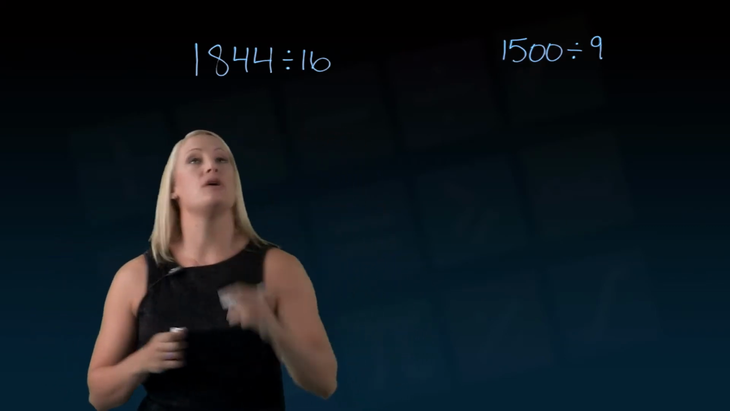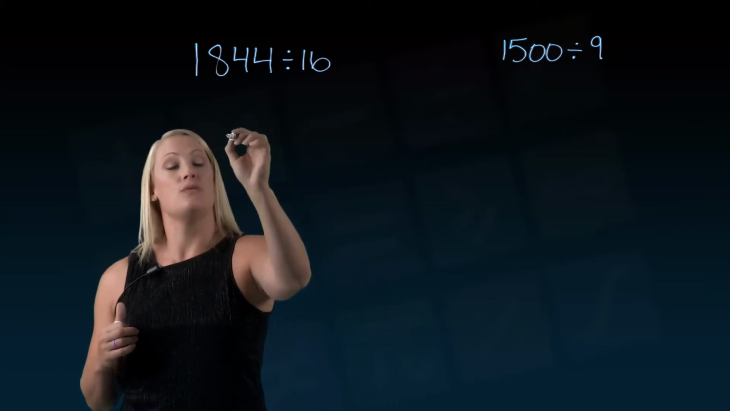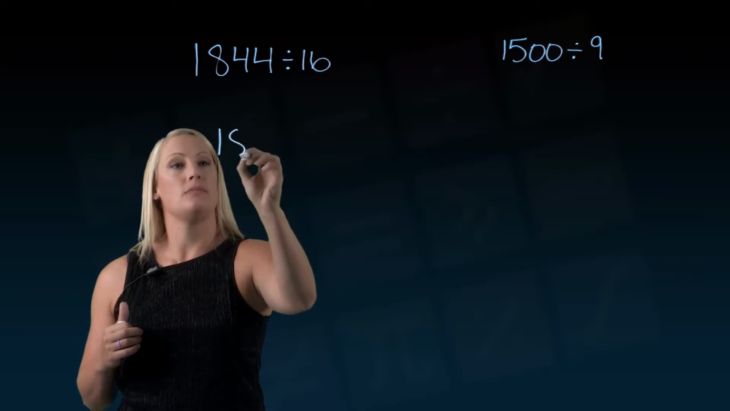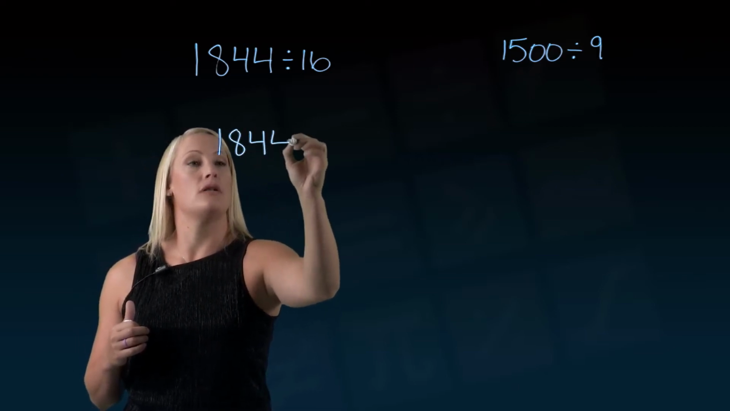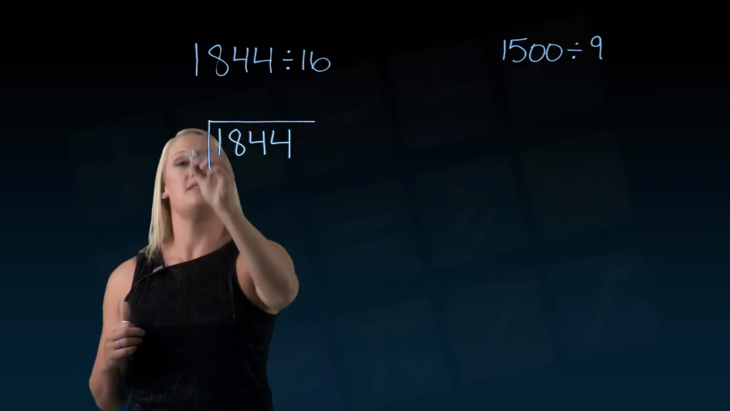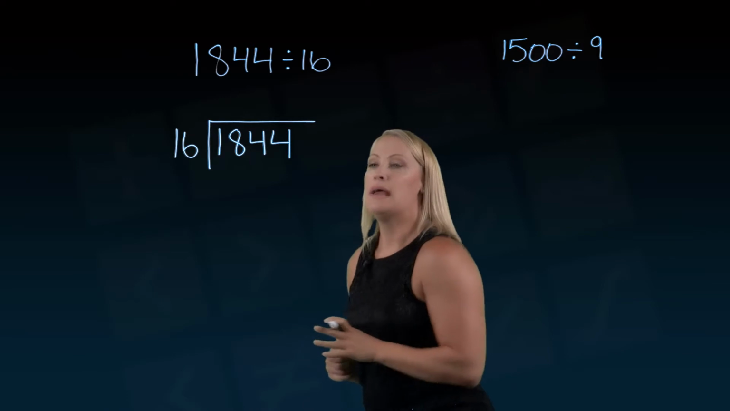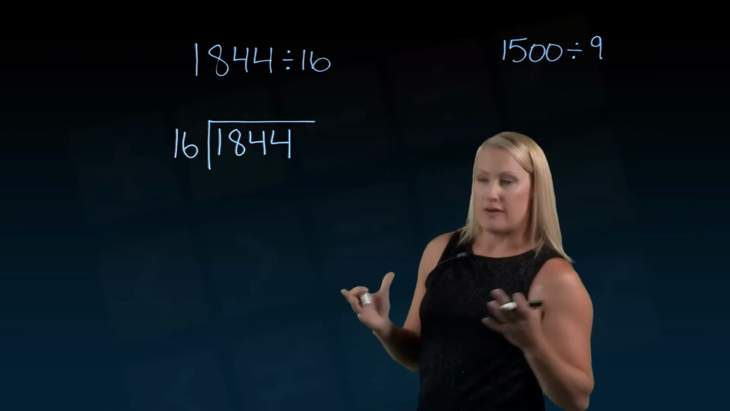So we've got a first question up here, 1844 divided by 16. So the way that we're going to write that is put our large number, the number written first, inside of a long division sign, and the 16 goes on the outside. So we've got 1844 divided by 16.